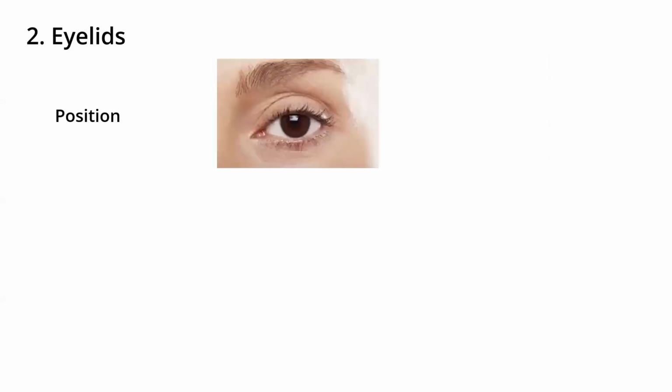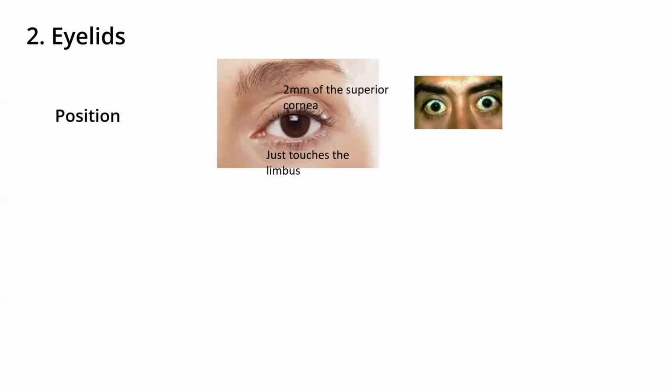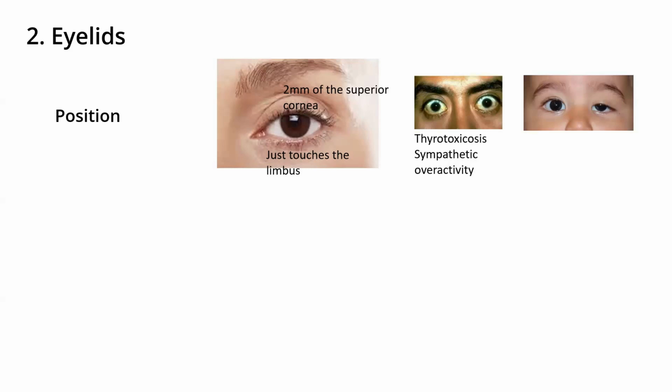Now coming to eyelids. Once the eyebrow examination is done, we'll talk about eyelids. First, the position of the eyelids. Normally the upper eyelid covers about 2 millimeters of the superior cornea, and the lower eyelid just touches the limbus. If the superior limbus is visible, with sclera seen above it, that is otherwise called the staring sign or scleral show. It is most commonly seen in thyrotoxicosis or sympathetic overactivity.